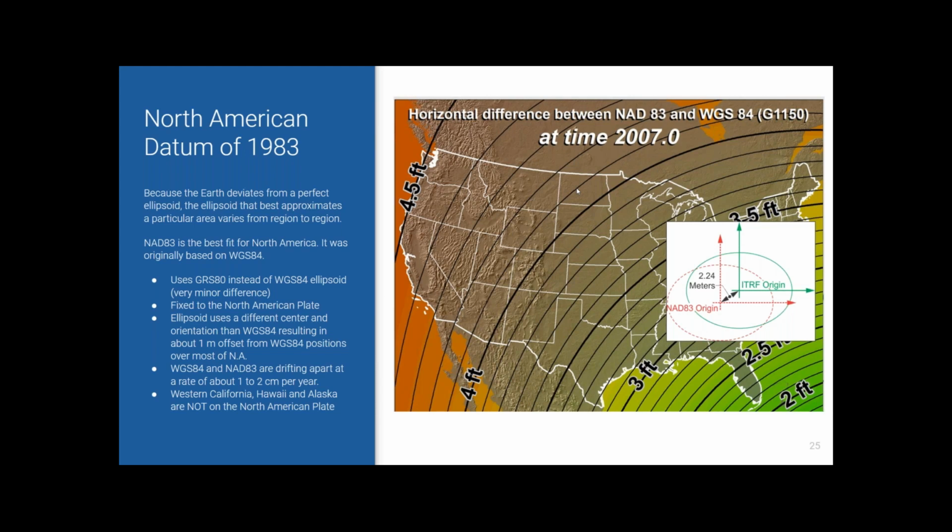So here I found a nice chart that shows the horizontal difference between NAD83, which is fixed to the North American plate, and WGS84. It starts in Florida at around 2 feet. And by the time you get to the west coast of the continent here, it's about 4.5 feet, which is a little over a meter, about 1.20 meters or so, if you don't speak feet.